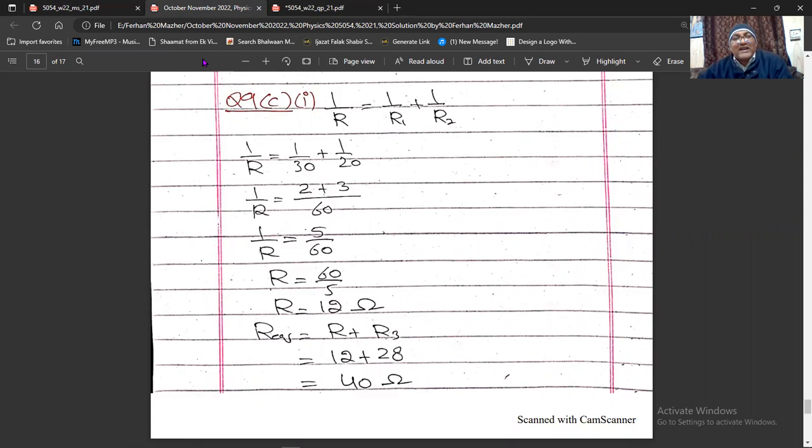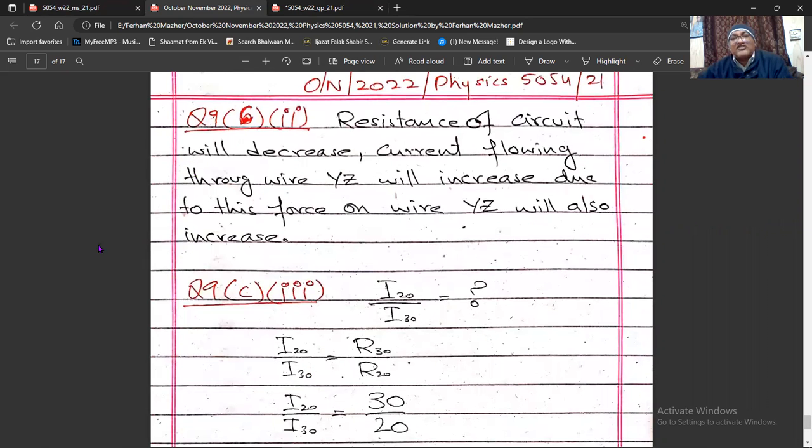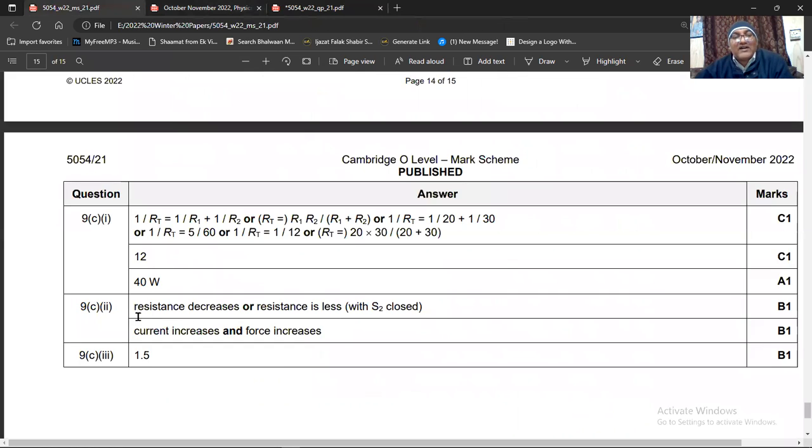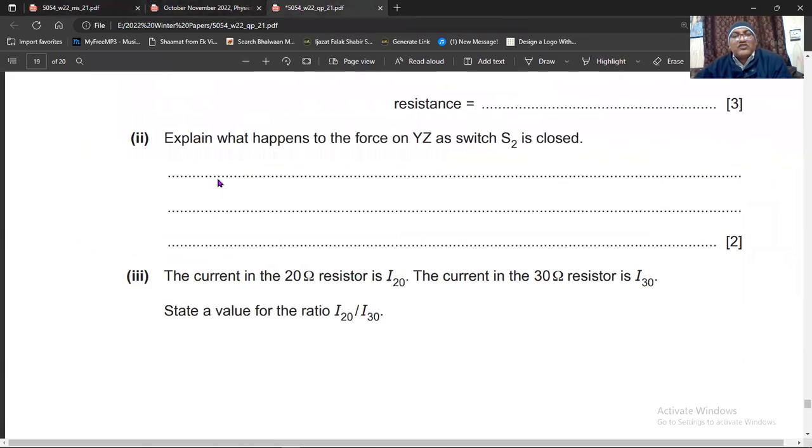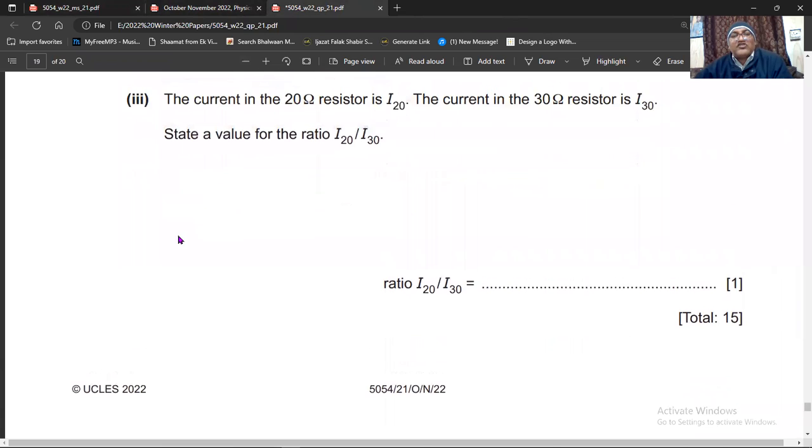So my answer is that the resistance of the circuit will decrease, and the current flowing through the wire YZ will increase. Due to this, the force on the wire YZ will also increase. So our answer is that it will increase. So this is the answer.